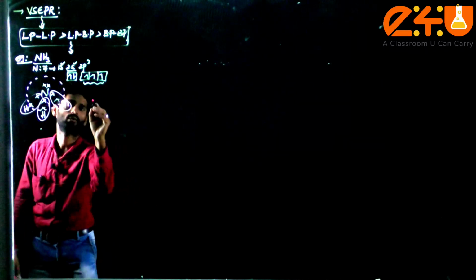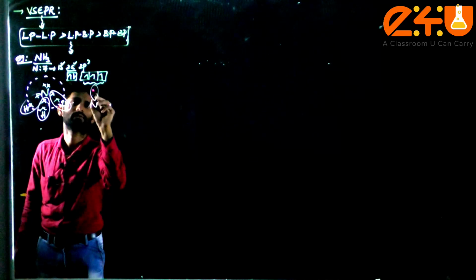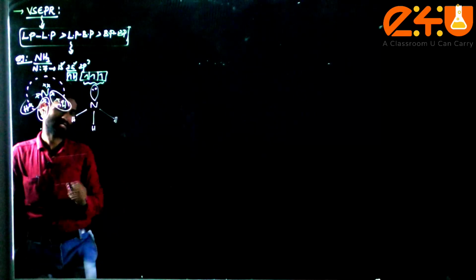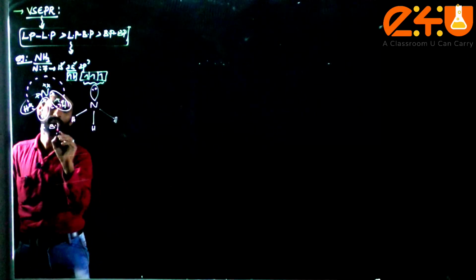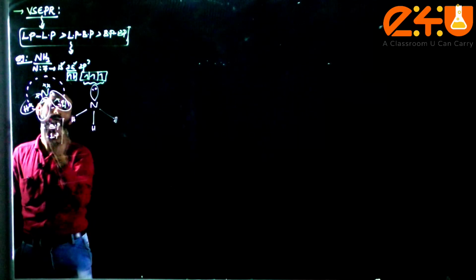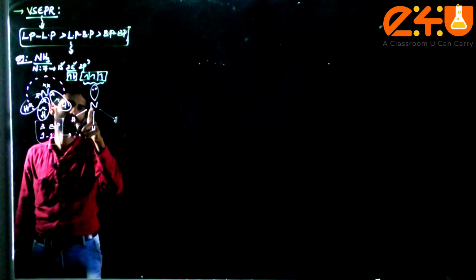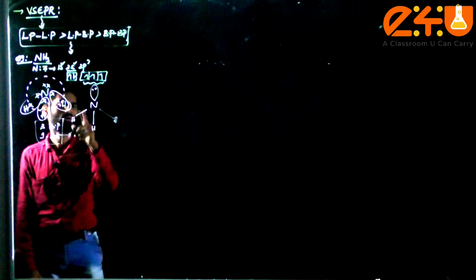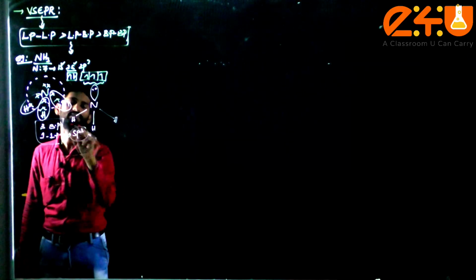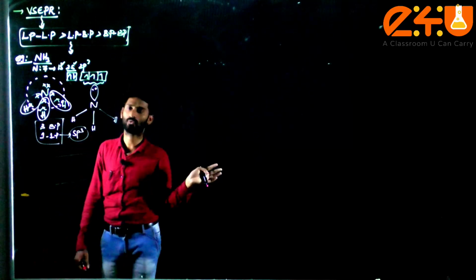Now let me draw the correct geometry of this. How many bond pairs are here? There are 3 bond pairs. How many lone pairs? 1 lone pair. What is the hybridization here? Valence electrons of the central atom, 5, plus 3, divided by 2, is equal to 4. 4 means sp3 hybridization.